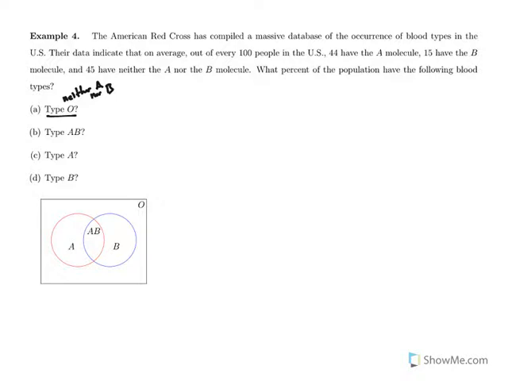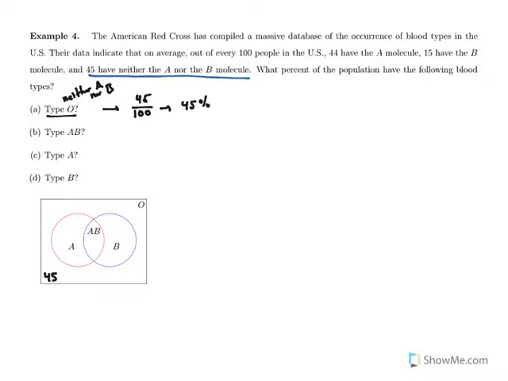And we can find that right from the beginning. Out of 100, we know that there are 45 that have neither A nor B. In our picture, that's going to be our outside here. 45 out of 100, that is 45%. All right, and we're done with that first question, kind of given to us right away.